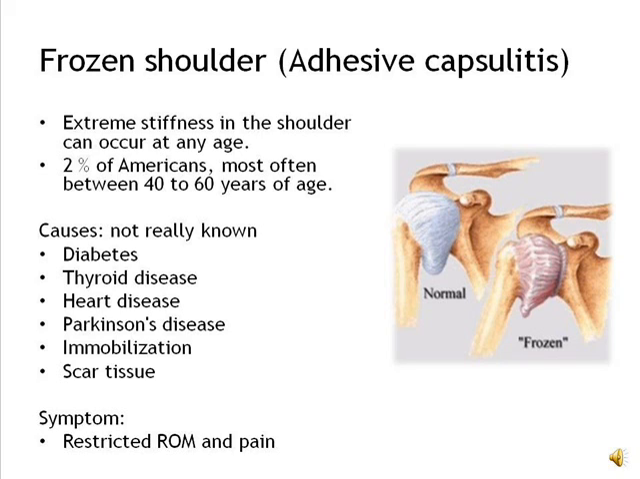This extreme stiffness in the shoulder can occur at any age. It affects about 2% of Americans, but most often it affects people between the ages of 40 and 60 years. Although the causes are not completely understood, it can affect people with diabetes, thyroid disease, heart disease, or Parkinson's disease.